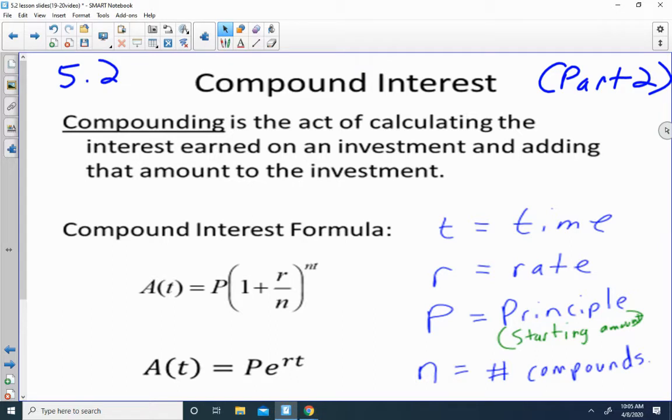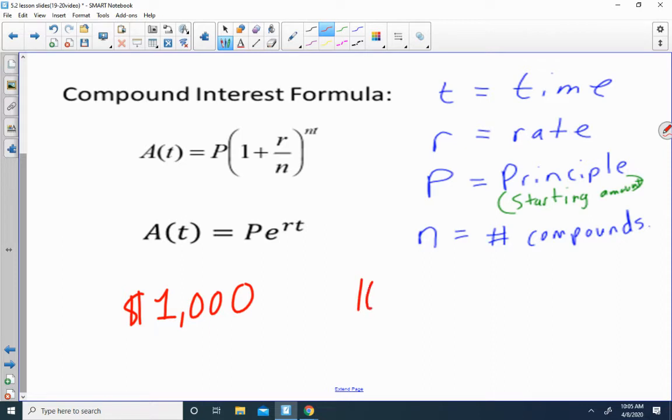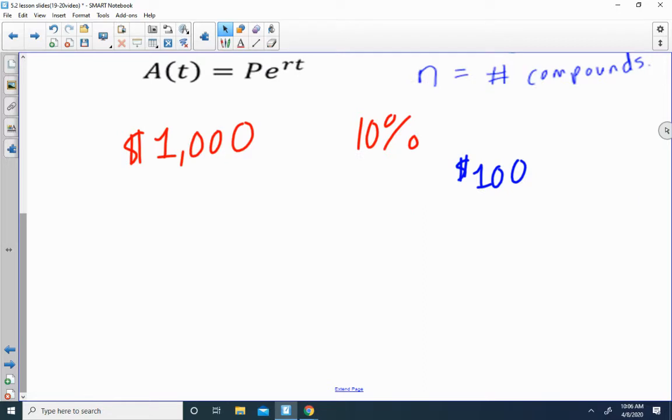Now, some of you might remember compound interest from Algebra 2, so this might be a little review. The word compounding is the act of calculating the interest earned on an investment and adding that amount to the investment automatically. So just to give you a generic example, let's say that you put $1,000 in the bank at 10% interest per year. So at the end of the year, that means you just made $100 in interest, because that's 10%. You see, that's simple interest.